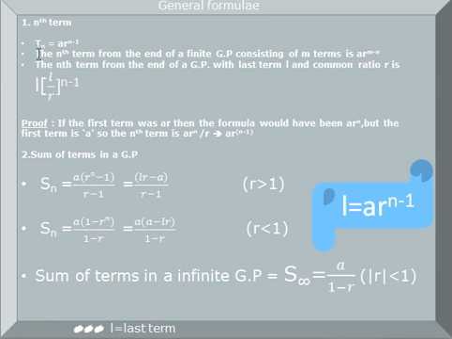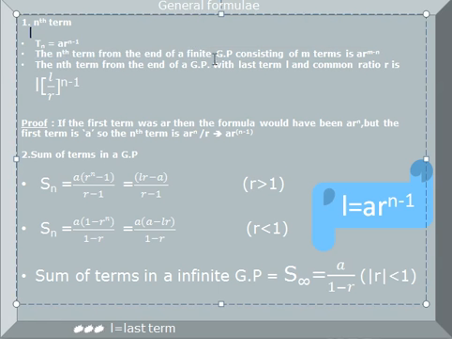Now let's look at this point again. The nth term from the end of a finite GP: you have a finite GP with m terms, and you are finding the nth term from the end. So that will be ar to the power of m minus n. And the nth term from the end of a GP with the last term L and common ratio R is L into L by R whole to the power of n minus 1.